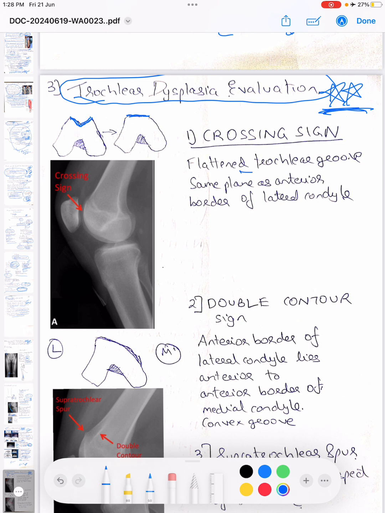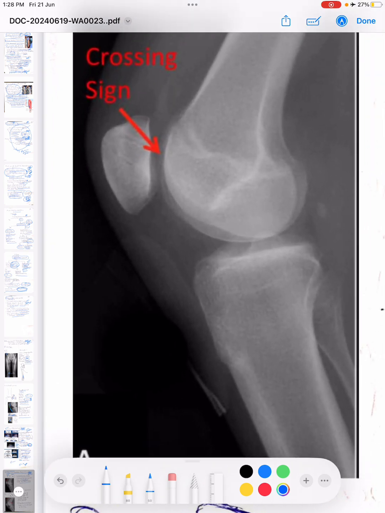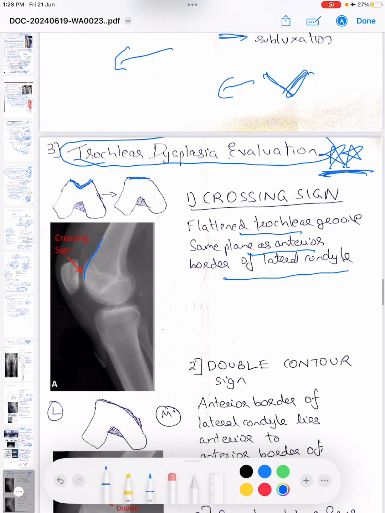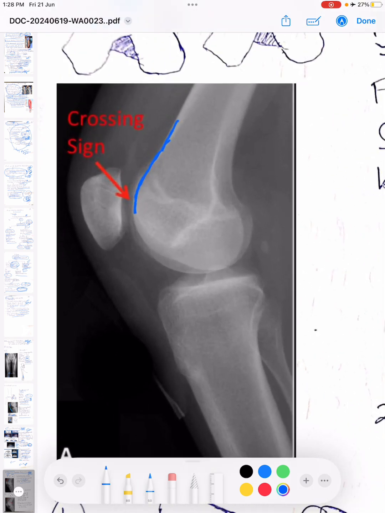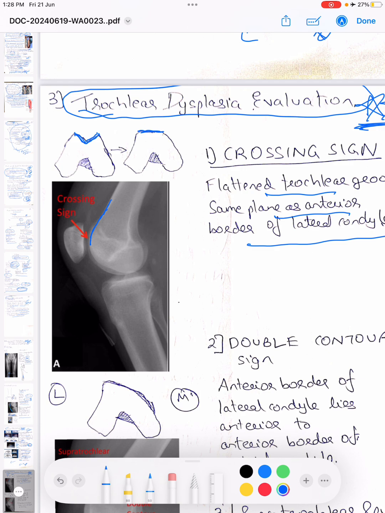Whenever there is a flattened trochlear groove, the trochlear groove lies in the same plane as the anterior border of the lateral condyle, which is seen on the lateral x-rays classically as the crossing sign. The depression of the trochlear groove has been lost, leading to the trochlear groove lying parallel to the anterior border of the lateral femoral condyle. So you can see the classical crossing sign on the lateral x-rays, right? This is the first sign of trochlear dysplasia.